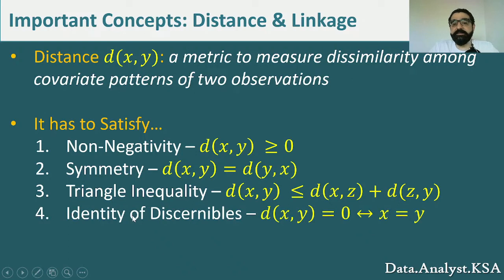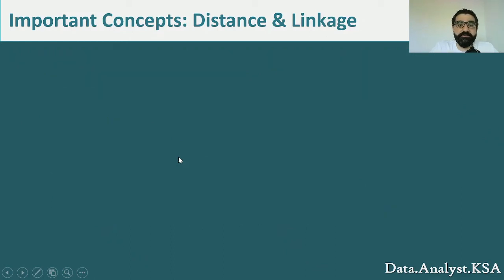And finally, the identity of indiscernibles, which is very simple. It says that if the distance is 0, then the covariate patterns are exactly the same. Then x equals y, basically. So if you think about it, if I'm taking the distance from a point to itself, it's going to be 0. So I know that this point is 1 point. And also, if I have two observations with the same covariate patterns, I expect to have a distance of 0. So these are the important features a distance metric has to satisfy.